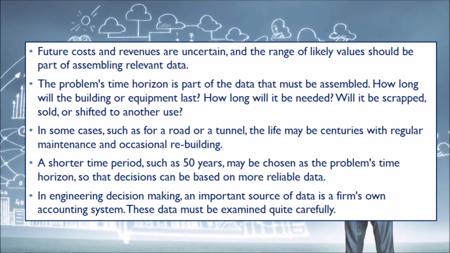In some cases, such as for a road or a tunnel, the life may be centuries with regular maintenance and occasional rebuilding. A shorter time period, such as 50 years, may be chosen as the problem's time horizon so that decisions can be based on more reliable data. In engineering decision making, an important source of data is a firm's own accounting system. This data must be examined quite carefully.